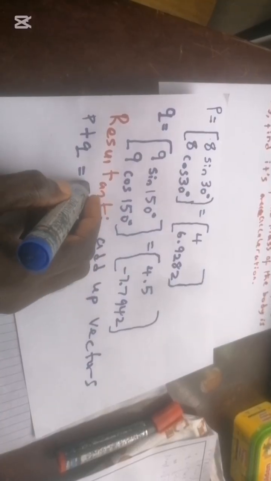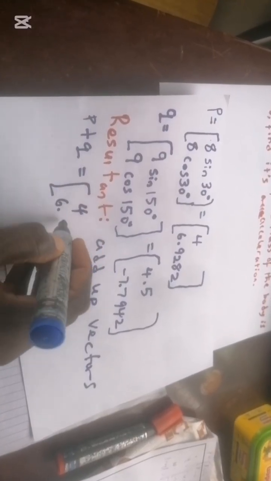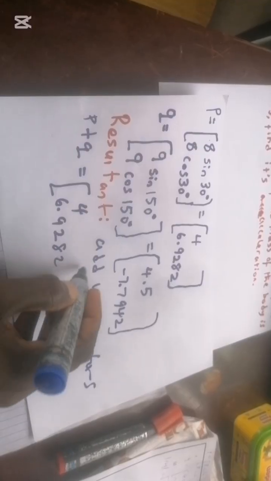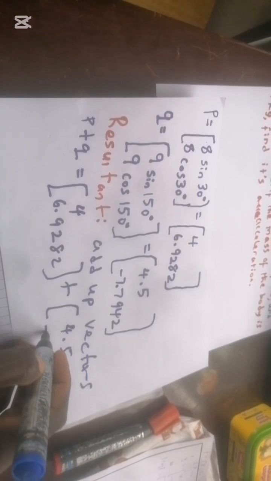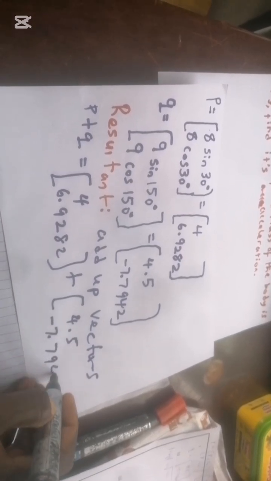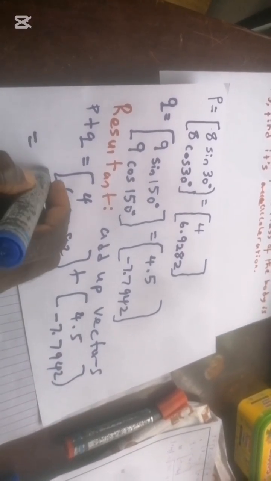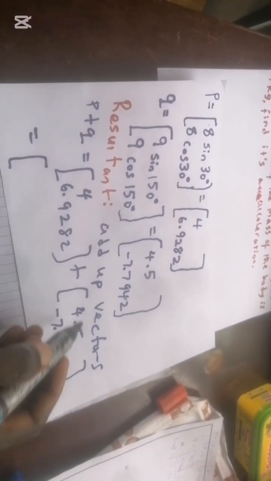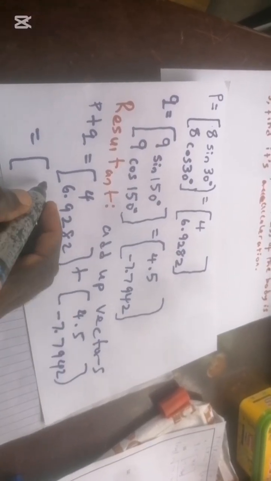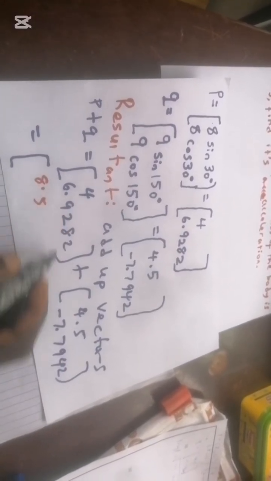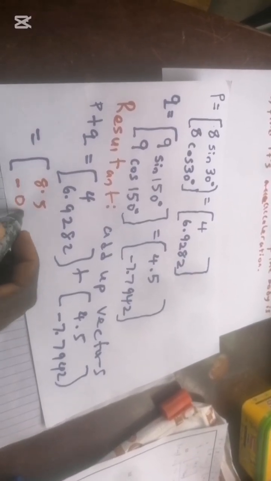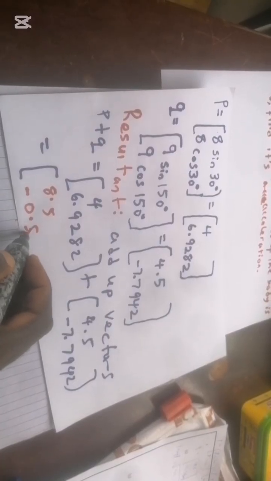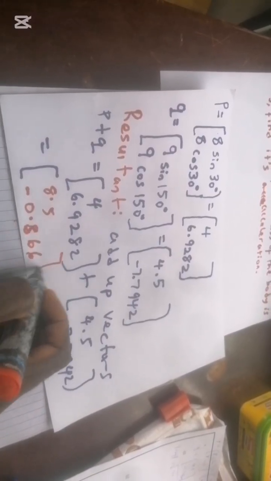So let me add it now. So I have 4, 6 point 9282. And you add again. The other one is 4.5. Then you have minus 7.7942. So we add them up, okay? What I mean by adding up is that you're going to add the first line together. 4 plus 4.5. What would that give you? That's 8.5. Then the second line, you add it together. This plus this. In calculator, what would that give you? Minus 0.866. And that is all, okay?